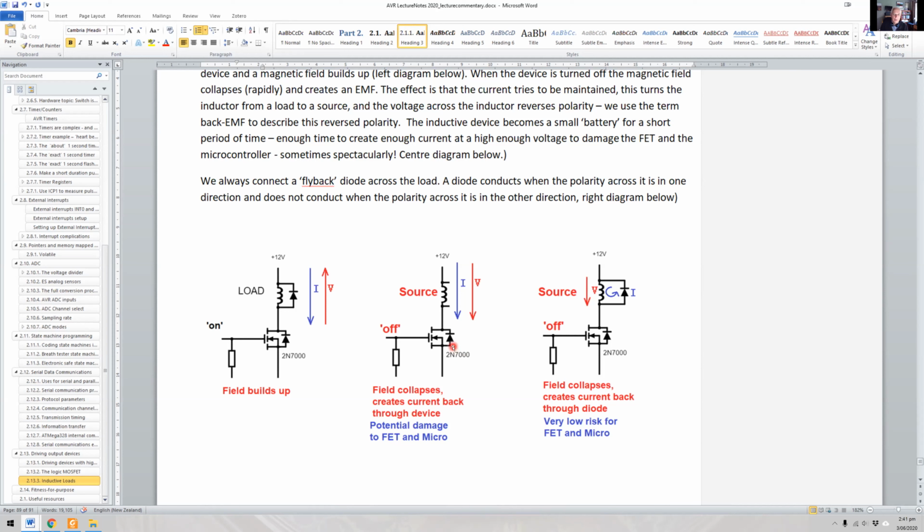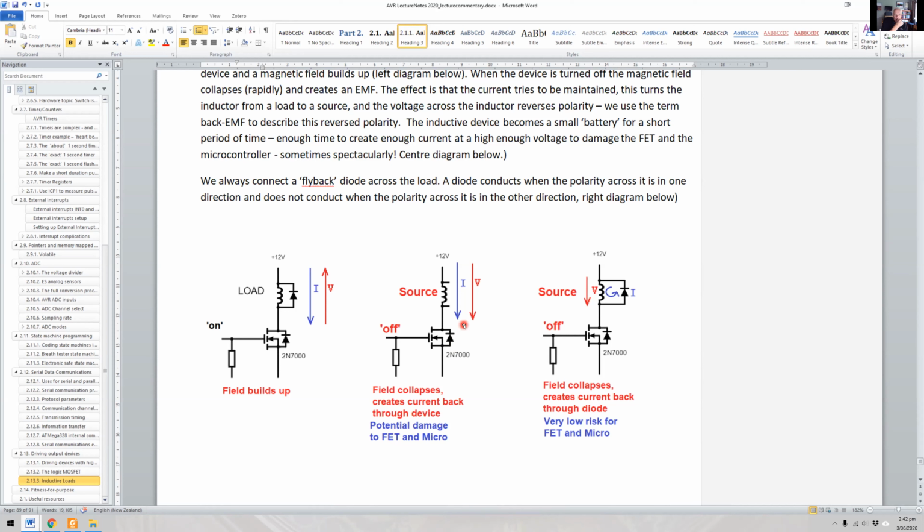through the diode. Now that's because this point here becomes negative very rapidly, okay? These diodes need to conduct a lot of energy when this happens, and you'll find that special types of diodes called Schottky diodes and high power ones are used for this purpose, okay?